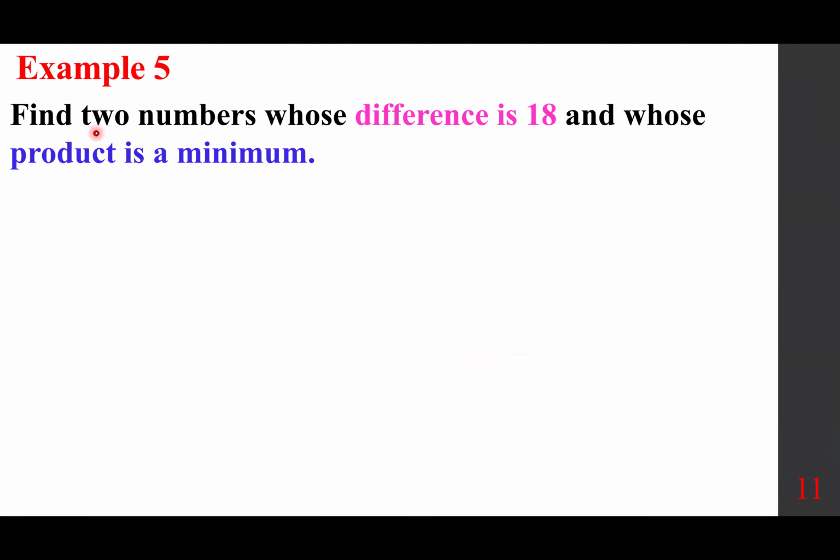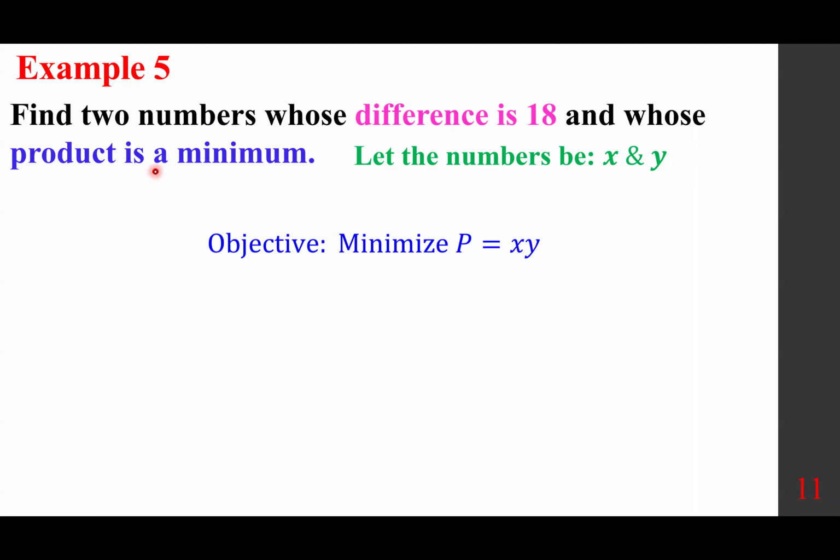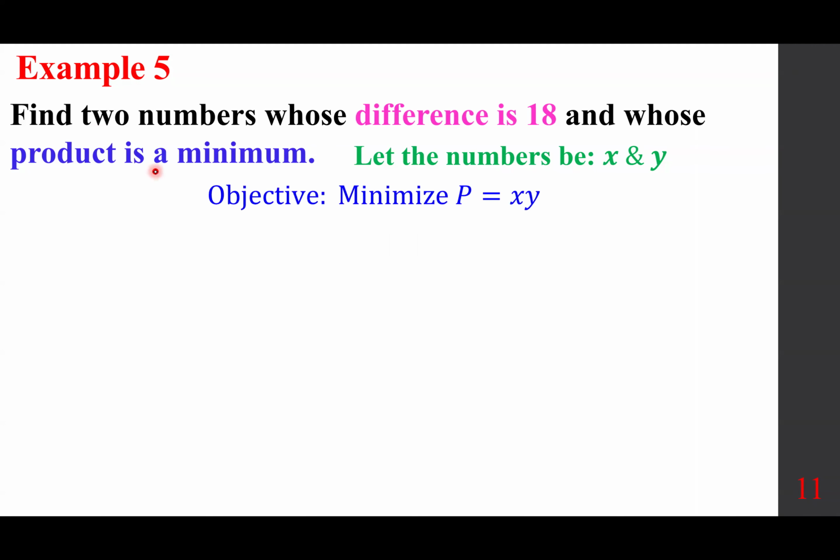Find two numbers whose difference is 18 and whose product is a minimum. Define the variable. What are the numbers? I don't know. How about x and y? Let the numbers be x and y. Define your variables. What is the objective? Minimize their product, x times y. What's the constraint? Their difference is 18. So x minus y is 18.